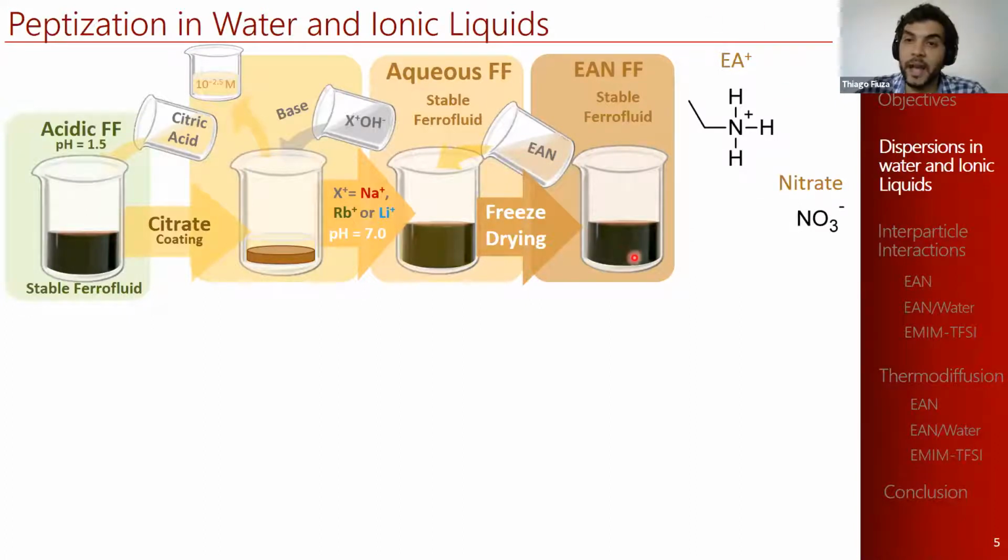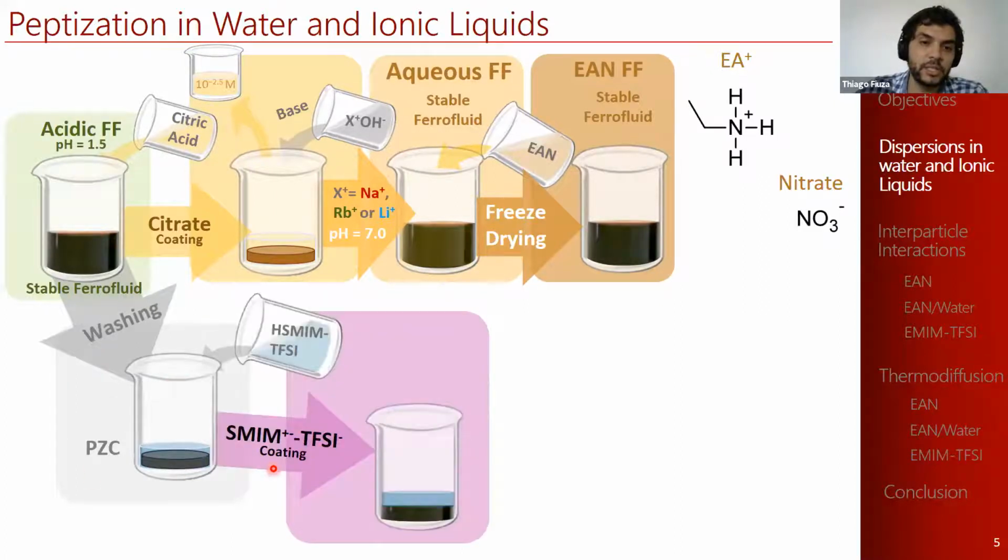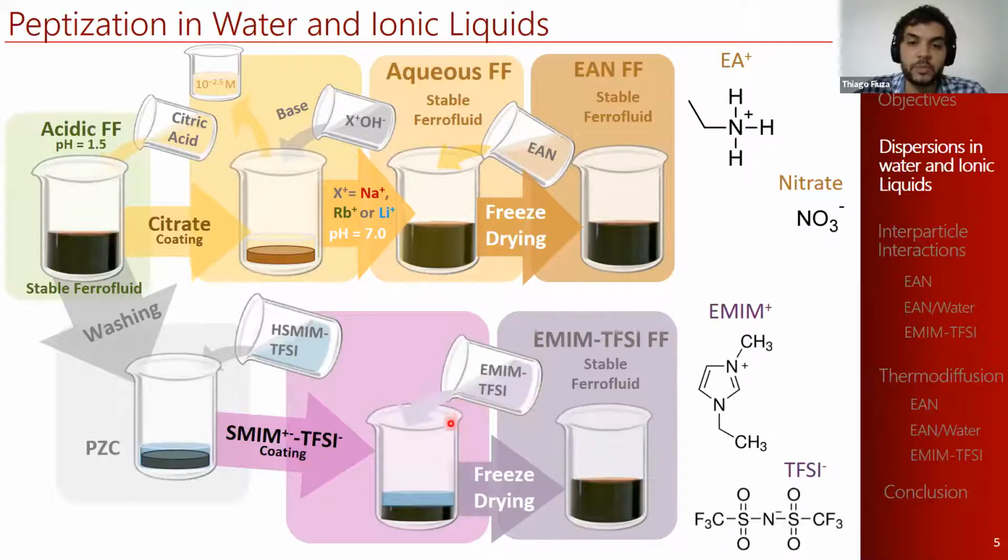Here I show the ions, the cation and the anion. Then, in order to disperse them in MMTFSI, we have to perform washings until we reach the point of zero charge. And then we'll add HSMTFSI to create a surface coating of SMTFSI. After this step, we can add MMTFSI, and by freeze drying, we'll remove the excess content of water, obtaining a ferrofluid in pure ionic liquid MMTFSI. Here is the cation, and here is the anion.